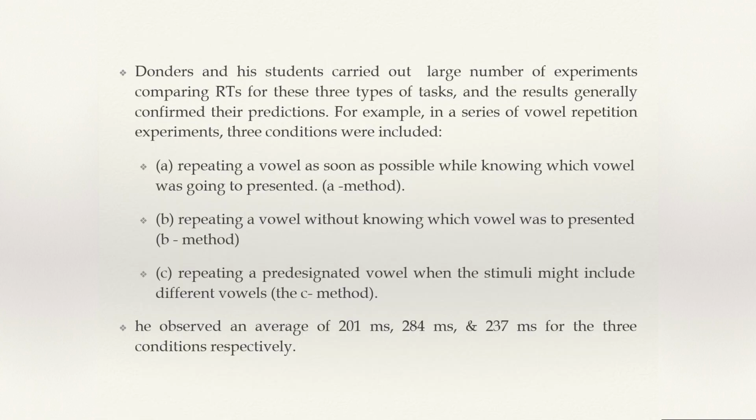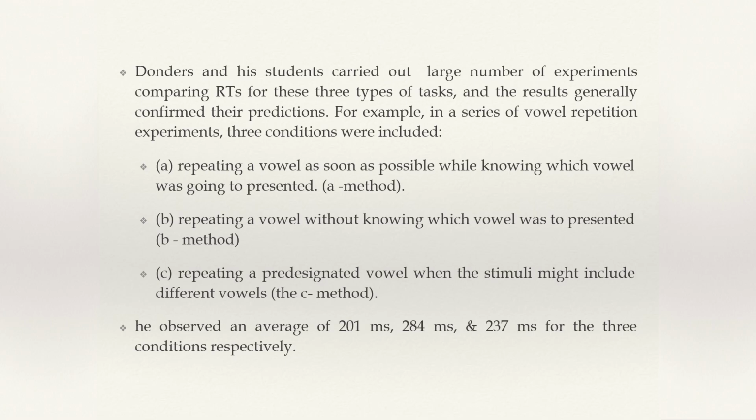Now, Donders and his students carried out a large number of similar experiments, and they compared reaction times for the three kinds of tasks. The results generally confirmed their predictions. For example, in a series of vowel repetition experiments, three conditions were included. For example, repeating a vowel as soon as possible while knowing which vowel was going to be presented. So, A, E, I, O, U, something like that. Repeating a vowel without knowing which vowel has to be presented.